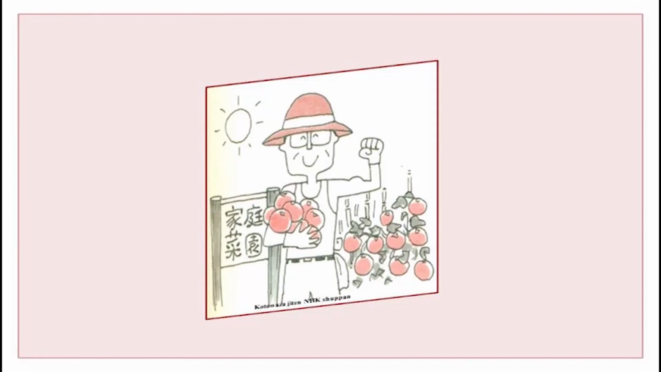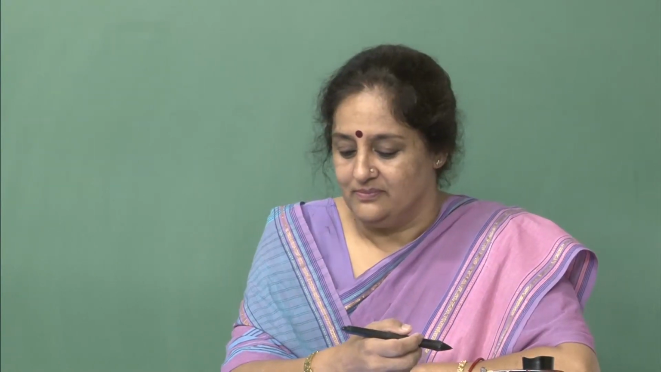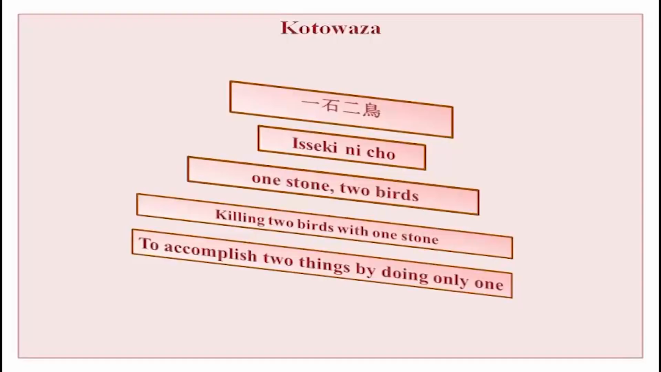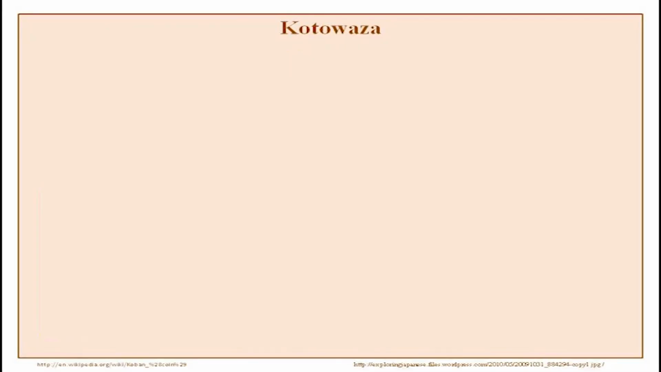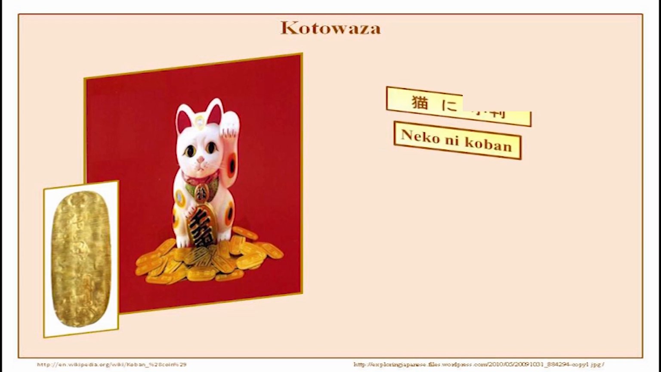So, when you are multitasking, when you are doing a lot of things, then a kotowaza like this, a proverb like this helps a lot. Killing two birds with one stone, getting two things by just performing a single action. And well, there is another kotowaza for you, and you can see this neko over here and lot of koban in front of the neko. Well, what is the kotowaza? The kotowaza is neko ni koban.